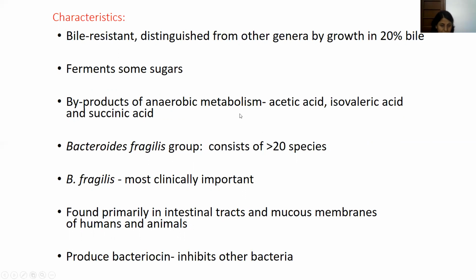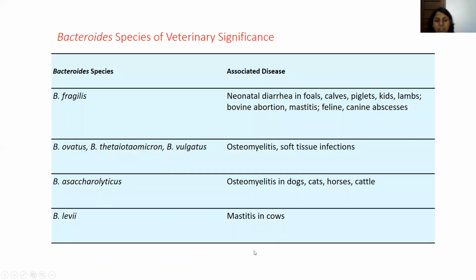byproducts of the anaerobic metabolism are some of the acids. These consist of more than 20 species, of which Bacteroides fragilis is the most important. And these are present in the intestinal tract and the mucous membrane of humans and animals, and produce bacteriocin, which inhibits the other bacteria.